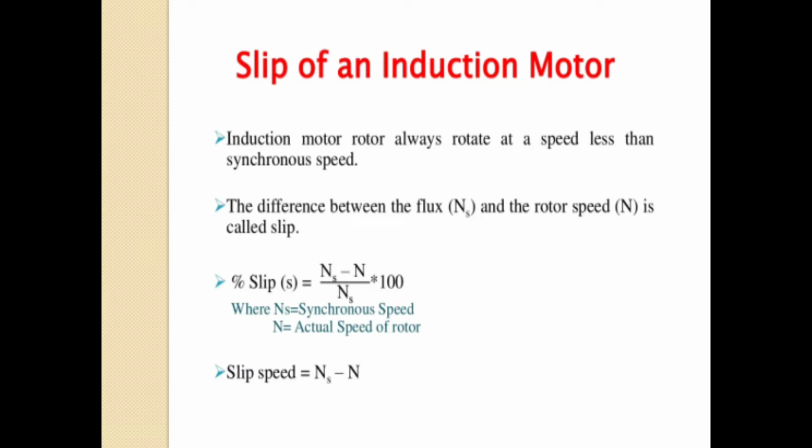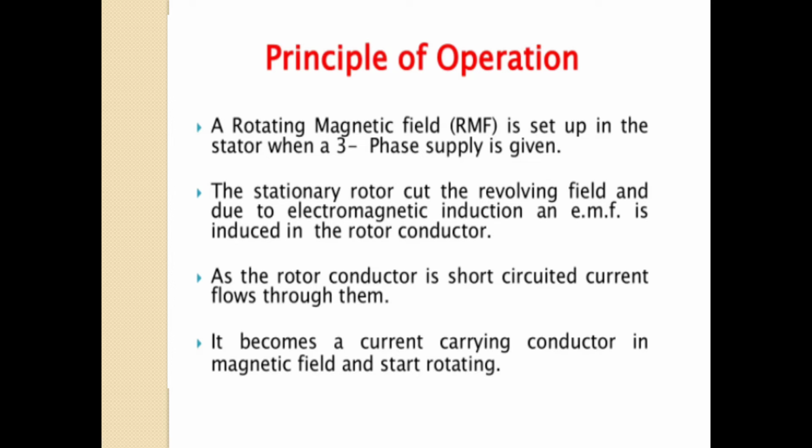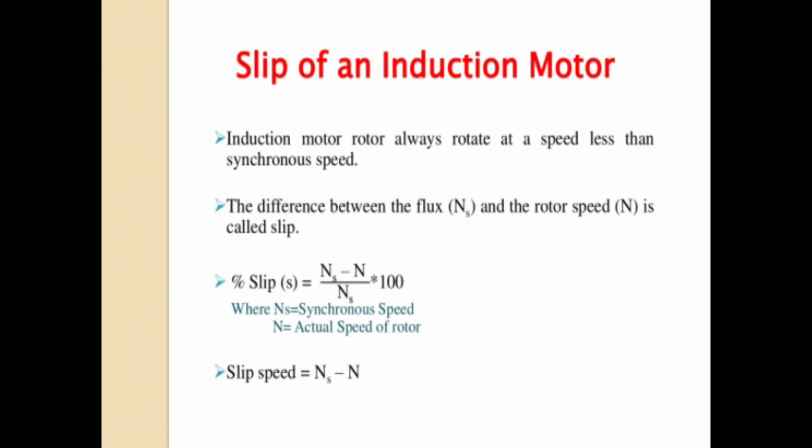Slip of induction motor. An induction motor always rotates at a speed less than synchronous speed. The difference between the synchronous speed Ns and the rotor speed N is called slip. So S equals (Ns minus N) into 100 divided by Ns, where Ns is the synchronous speed and N is the actual speed. Slip speed is equal to Ns minus N.